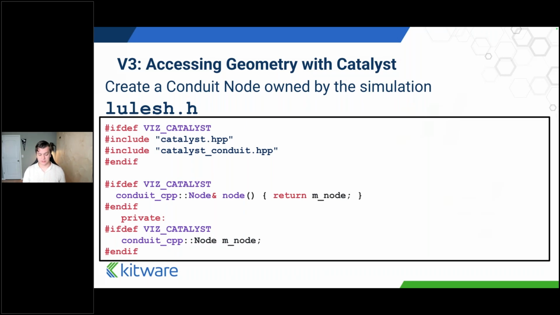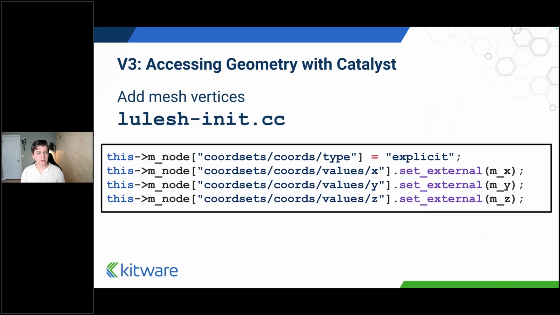And this is where some of the interesting power of Catalyst comes in. Within lulesh init, we're actually generating our domain. After our coordinates are generated for our domain, before we begin running our simulation loop, we're going to pass pointers to those coordinates to a conduit node. So here we have our M node object. We're going to create a coord sets directory underneath our node with coords, give it a type, and we're going to give it values for X, Y, and Z.